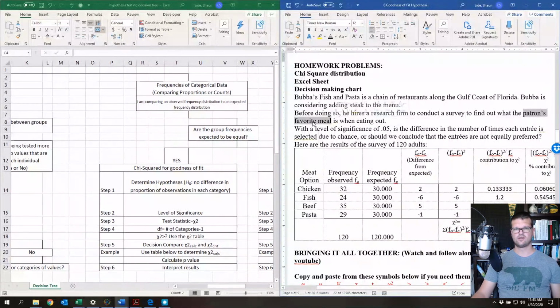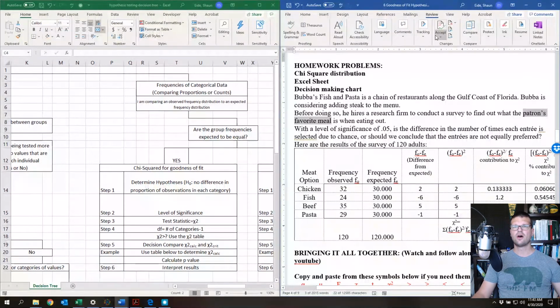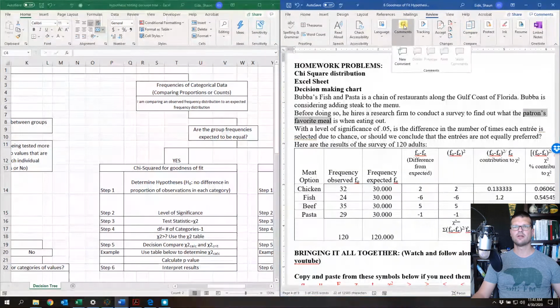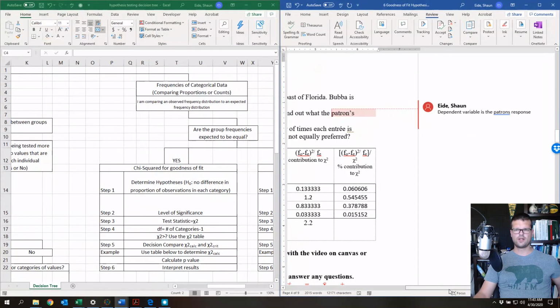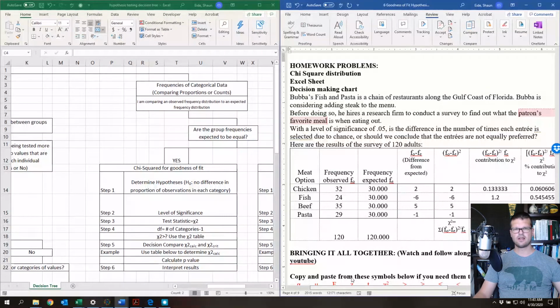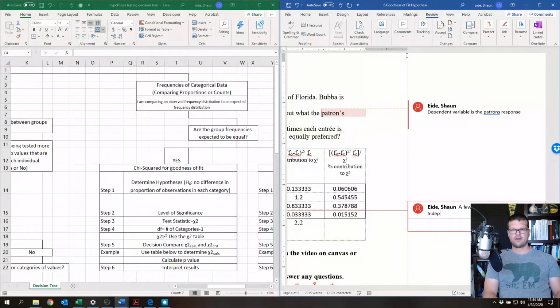We'll label that as the dependent variable. The variable is the patron's response. So what is it dependent on? That's a good question. It is dependent on the options. So there are 4 meal choices. We're going to comment on that, and this is the independent variable: the meal choices.